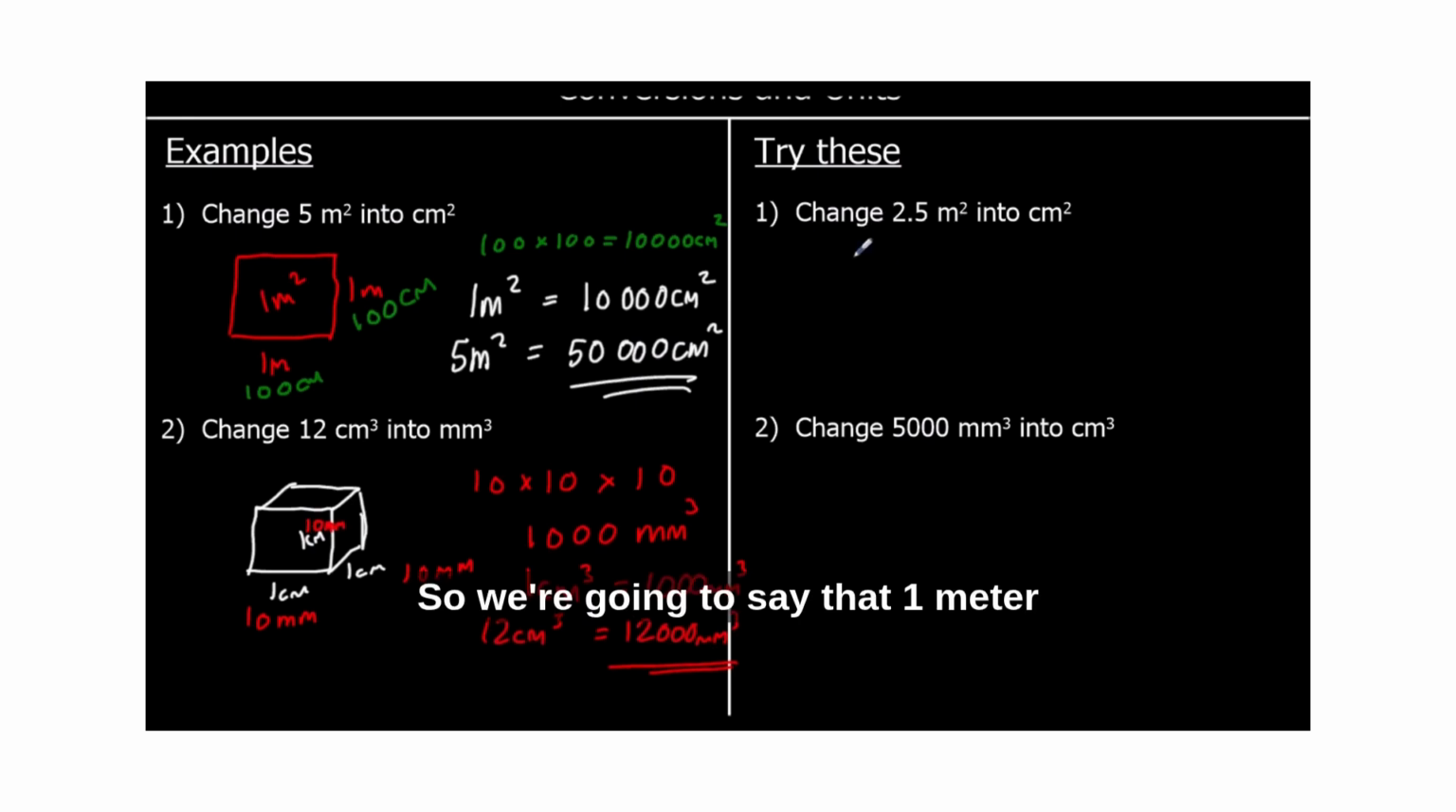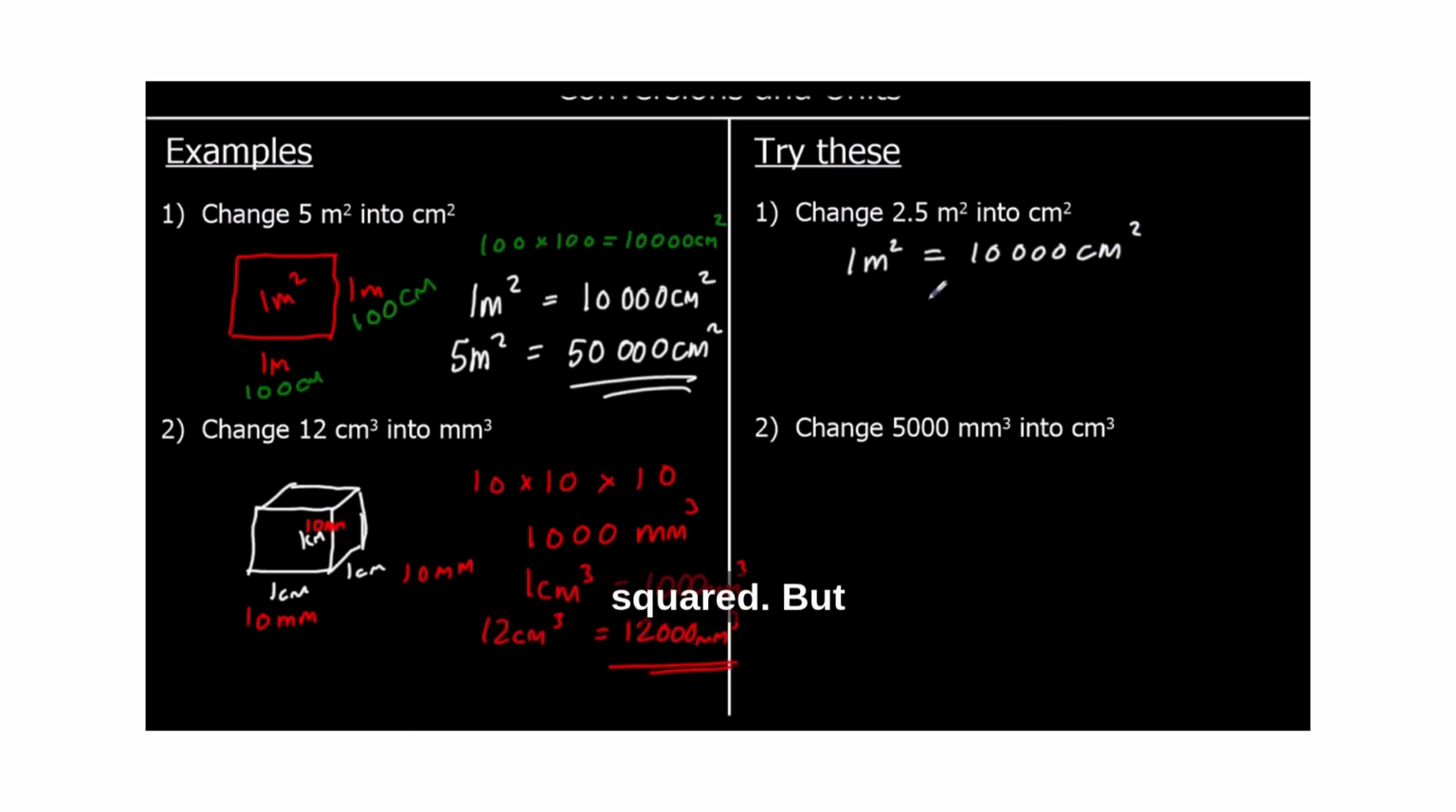So we're going to say that 1 meter squared is 10,000 centimeters squared. For every 1 meter by 1 meter square, you can fit in 10,000 little centimeter by centimeter squares. You can fit in 100 going across and then 100 going up. So 2.5 meters squared is 2.5 times 10,000, which is 25,000.